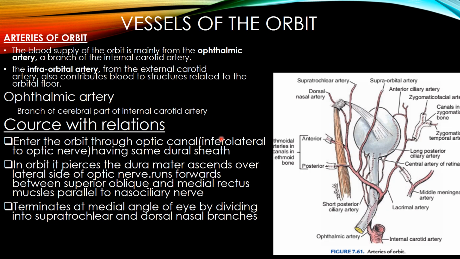Talking about the vessels of the orbit. The arterial supply of the orbit is mainly through the ophthalmic artery, which is a branch of the internal carotid artery, and partially from the infraorbital artery arising from the external carotid artery. The ophthalmic artery, as you can see here, is a main branch of the internal carotid artery.